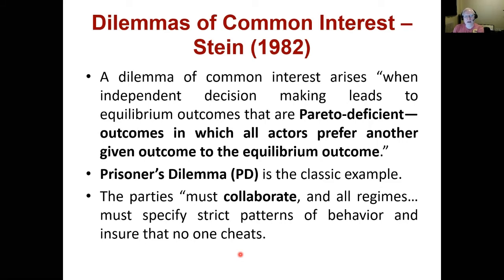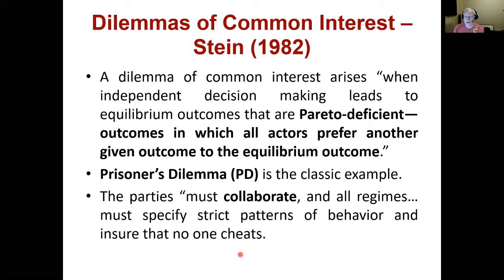because if I feel that the other one's going to cheat, I have to cheat too, or else I get the worst outcome, right? And vice versa. If the other side has any suspicion that I'm going to cheat, they need to defect themselves to avoid their worst possible outcome. So you need to have a very clear regime that specifies strict patterns of behavior that make sure that no one cheats, or at least you want things like strong information about what the other one's going to do.